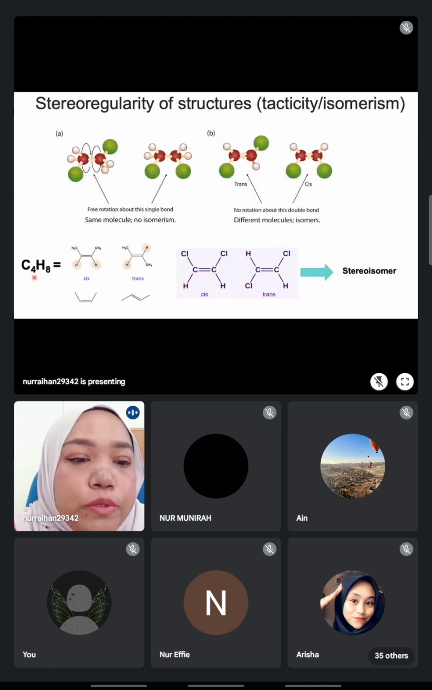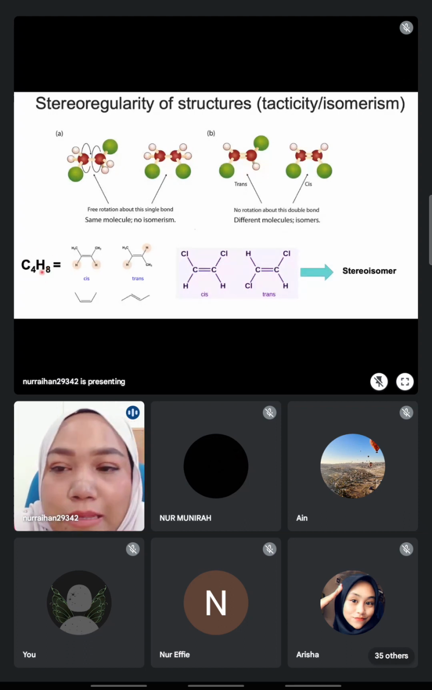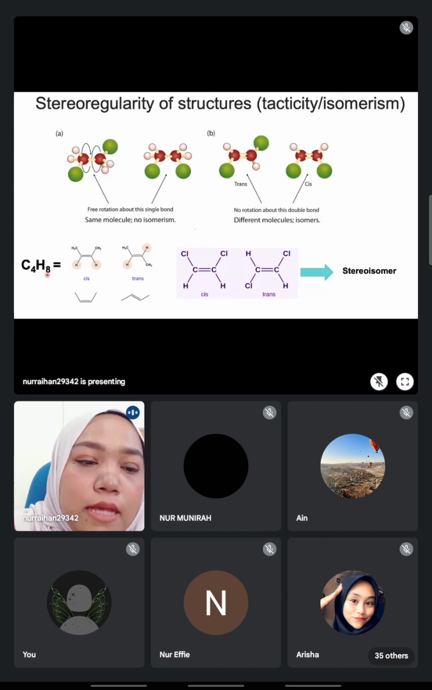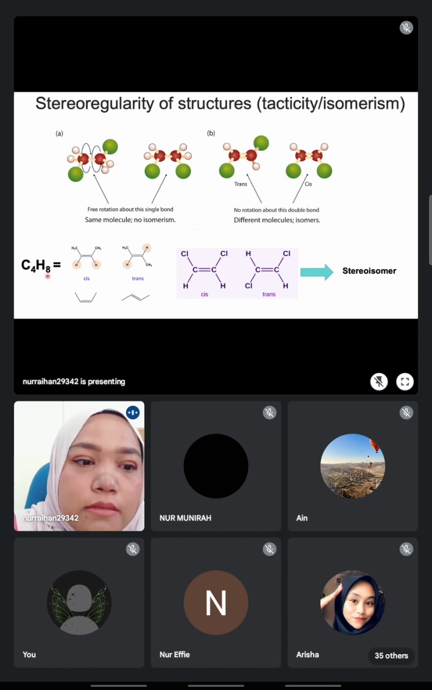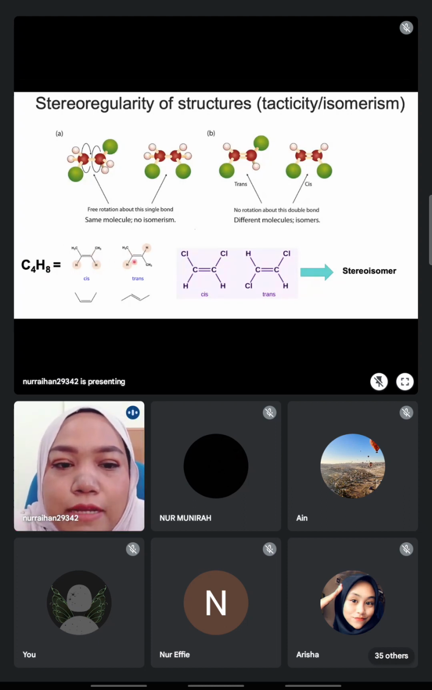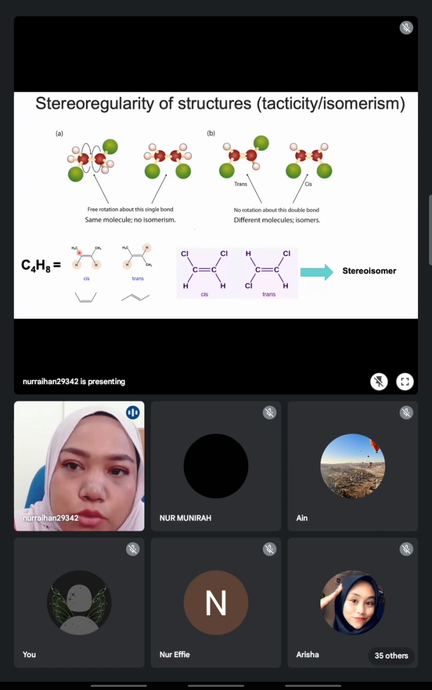If you look here, for example C4H8. Even though the atoms are the same, the number of atoms is the same, say carbon is 4 and hydrogen is 8. So it means the molecular formula is the same. Amount of carbon is the same, amount of hydrogen is also the same. And both have a double bond. Okay, so everything is the same. The only difference is the arrangement of this CH3.